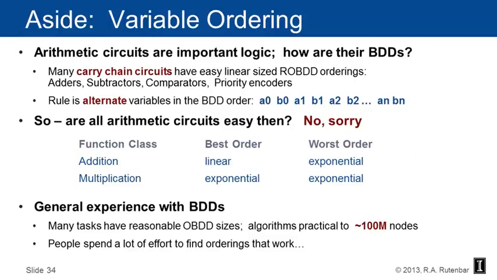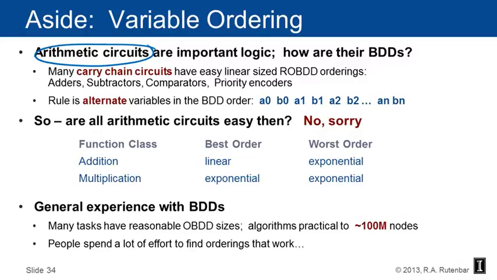So arithmetic circuits are really important. People build data paths all the time. How are their BDDs? Circuits that are based on carry chains have linear sized reduced ordered BDDs. So adders, subtractors, comparators, things that decide whether A is greater than B, and priority encoders. Those have, at their heart, carry chains. Those have linear sized BDDs.